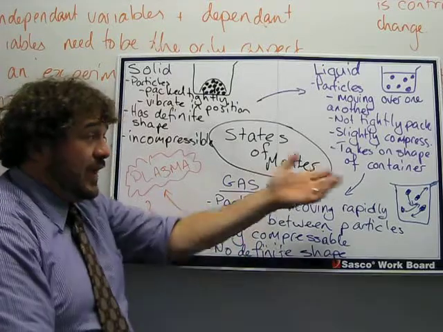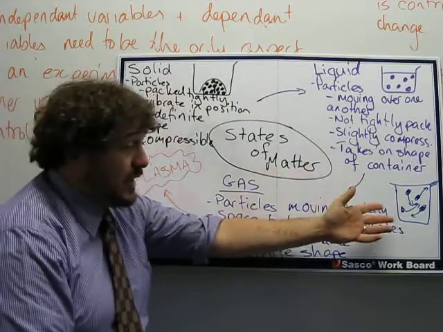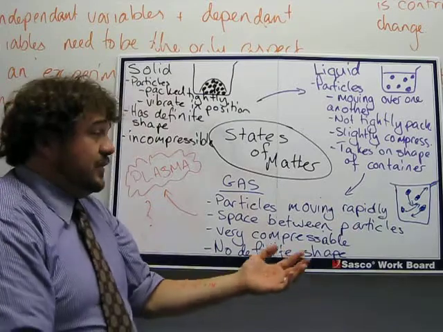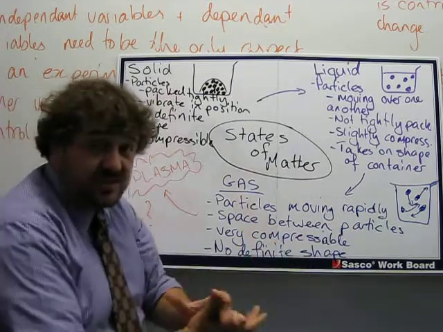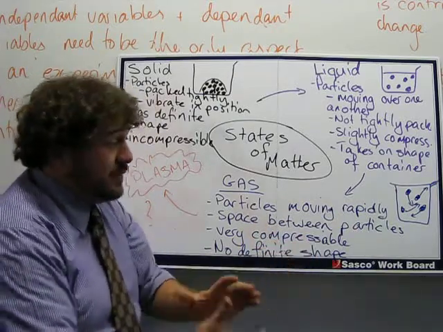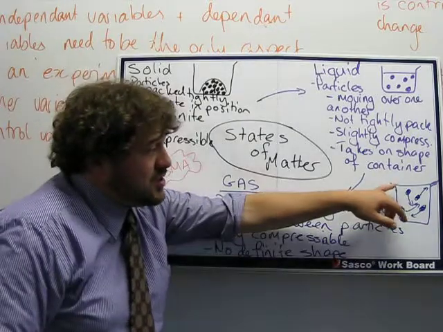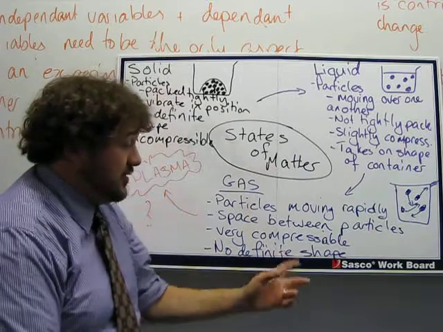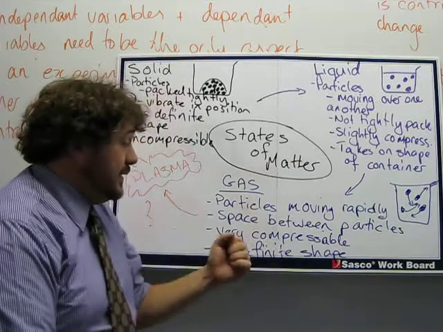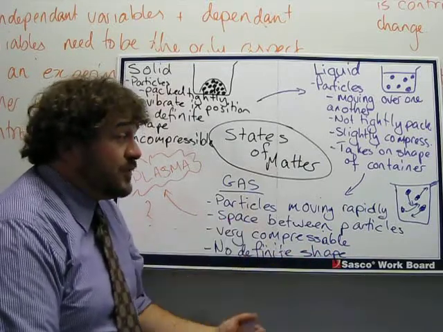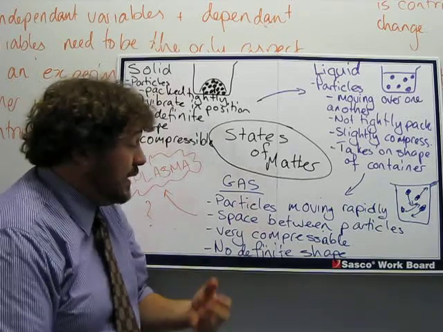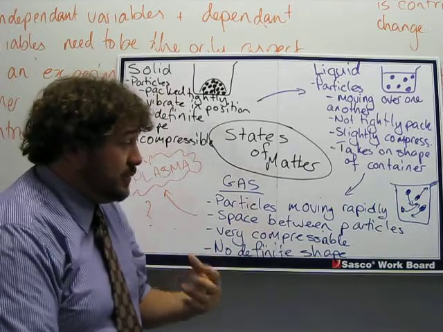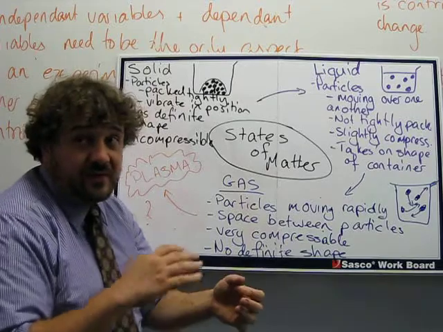A gas, so we heat it up a bit more and it boils into a gas. Now, first off, it's very compressible. We can squish a gas down a lot. There's a lot of space in between the particles, and there's no definite shape, and you'll actually see here, they'll fill up the room, or they'll fill up the container. Actually, you should say that, or they'll fill up the container. The particles themselves move very, very rapidly, and there's a lot of space between the particles. They move over top of each other.